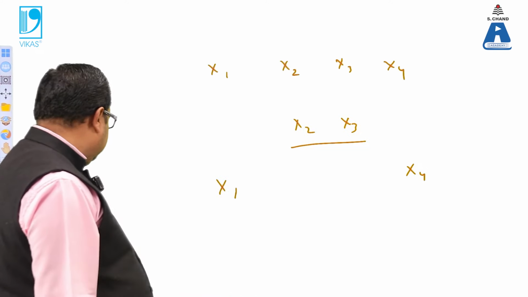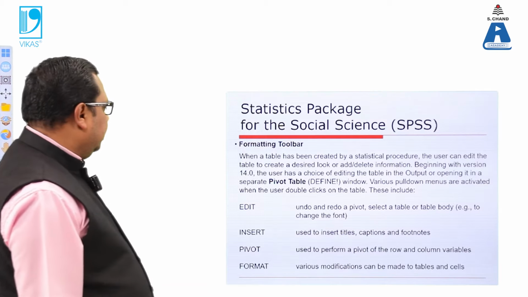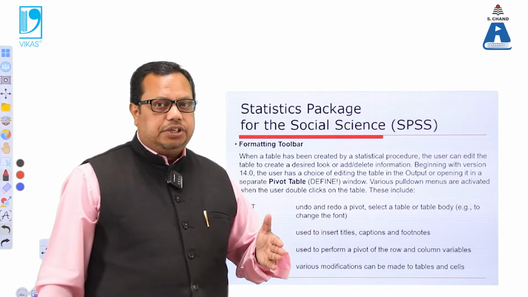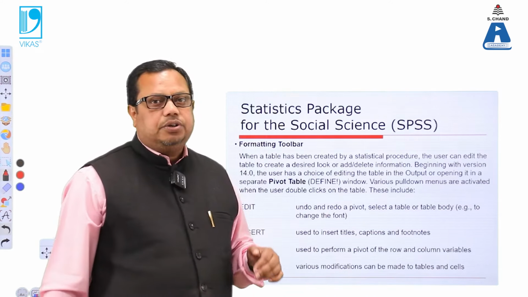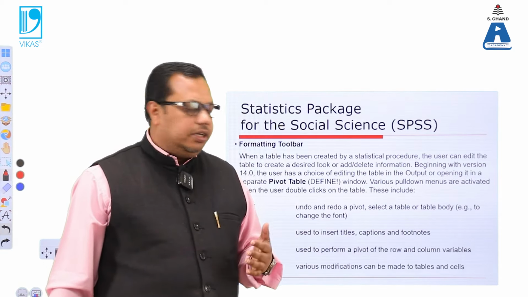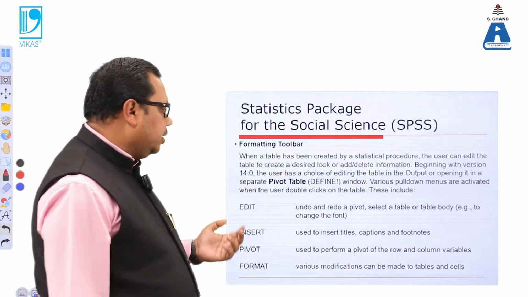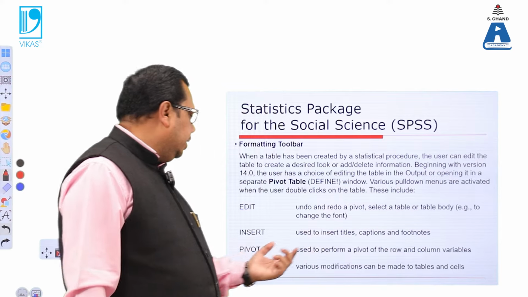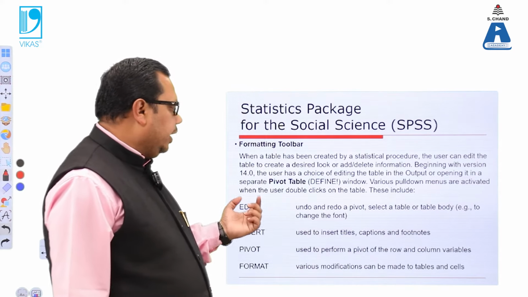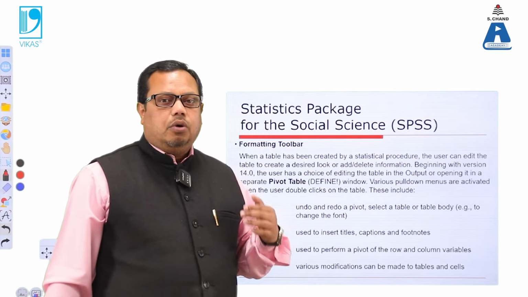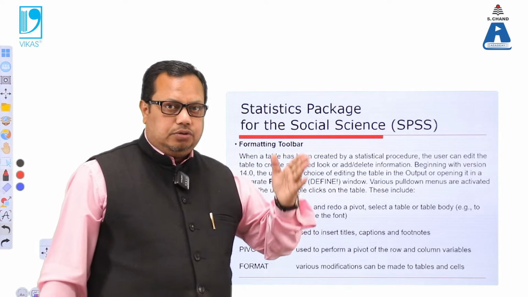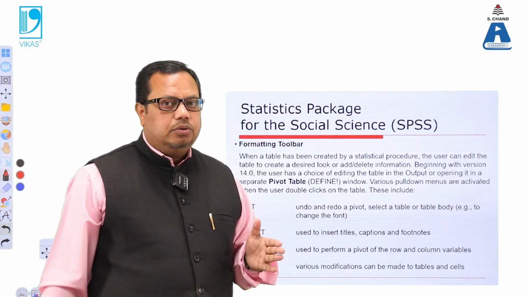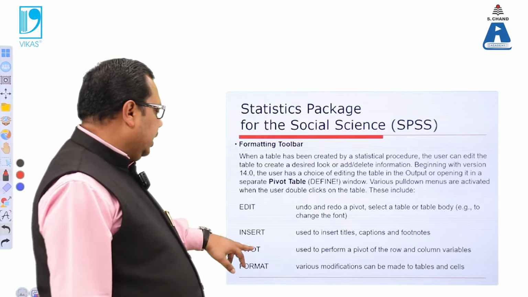Then we have the editing of data. We can edit the data, we can make the changes, we can sort the particular values, and after sorting, we can make changes in the data. We can insert titles, we can insert footnotes and any important things related to the data. Then we can use row and column variables, so we can choose a particular row and do all the changes in that row. We can select the particular row and then do it.